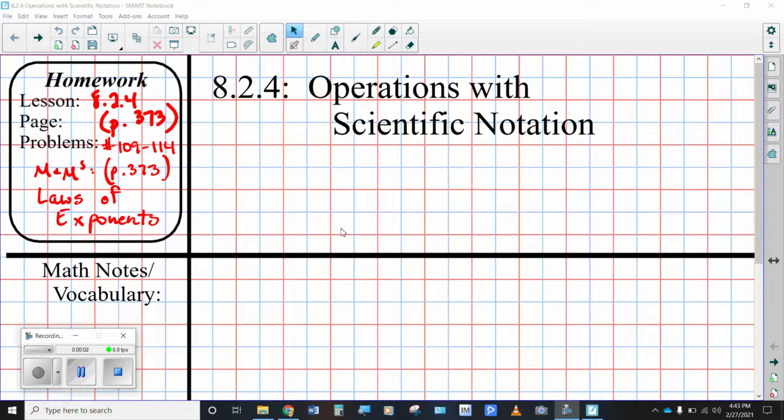Alrighty, so we have learned about scientific notation. We have learned about positive and negative exponents and some of the basics of exponent rules. Today, in lesson 8.2.4, we are going to learn how to do some different operations with numbers that are in scientific notation. By operations, I mean we're going to learn how to multiply, divide, and get a little bit of a taste for adding numbers that are in scientific notation.